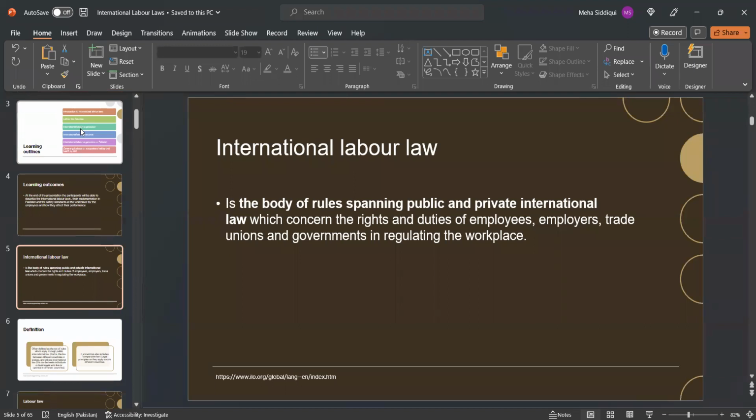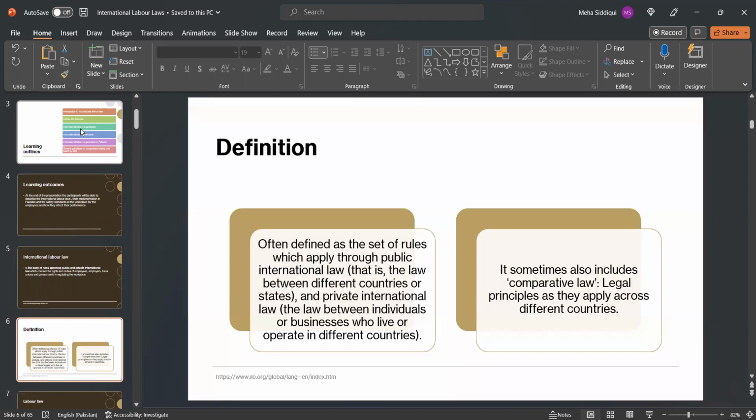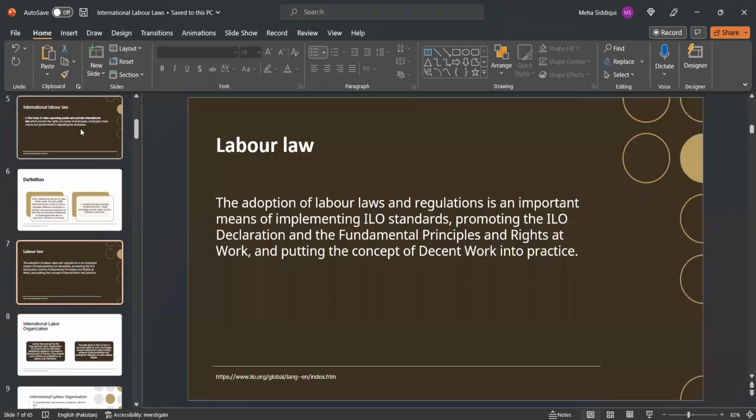International labor law is the body of rules spanning public and private international law which concern the rights and duties of employers, trade unions, and governments in regulating the workplace. It is defined as the set of rules which apply through public international law, that is the law between different countries or states, and private international law, that is the law between individuals or businesses who live or operate in different countries. It sometimes also includes comparative law, that is legal principles as they apply across different countries.